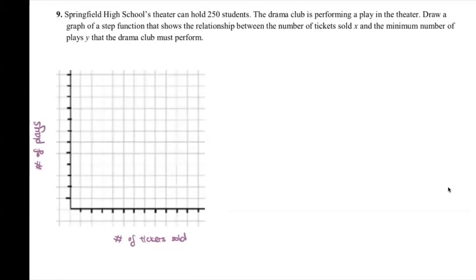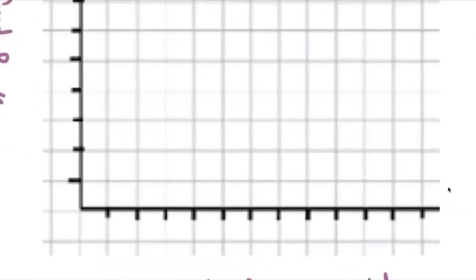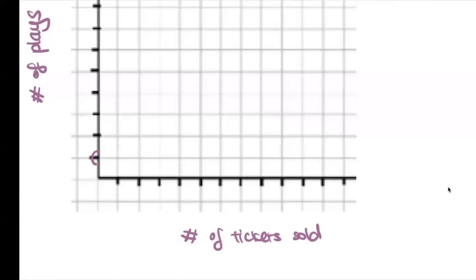And now we just need to understand the situation. So the theater can hold up to 250 students. Okay. So now if, let's say, we have 0 people coming to the theater, we're not going to have a play. All right. So let's pretend though that, I don't know, 10 people show up. Well, we're going to have one play. Even if there's one person, we're going to have the play for them. So we're going to have one play all the way until we reach max capacity, which is 250 people.